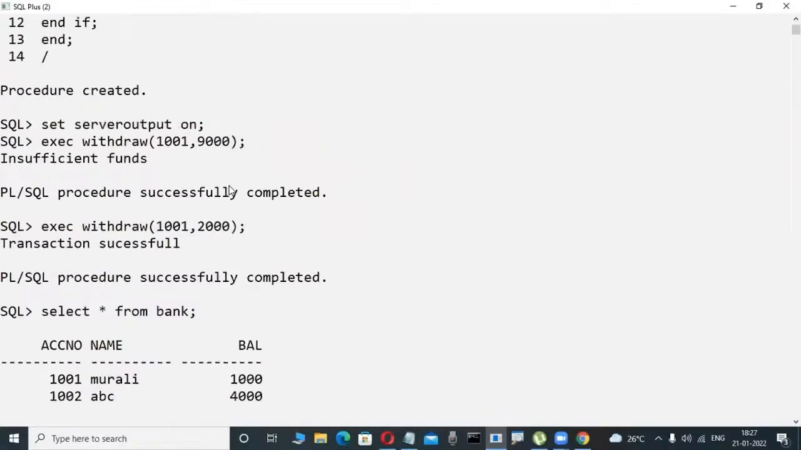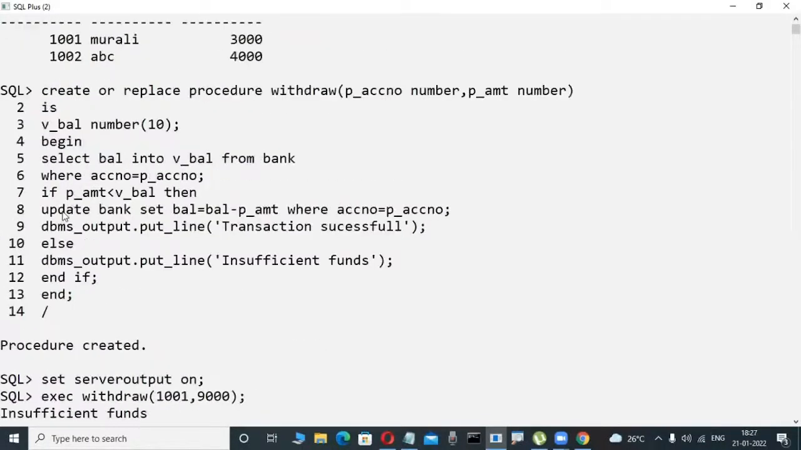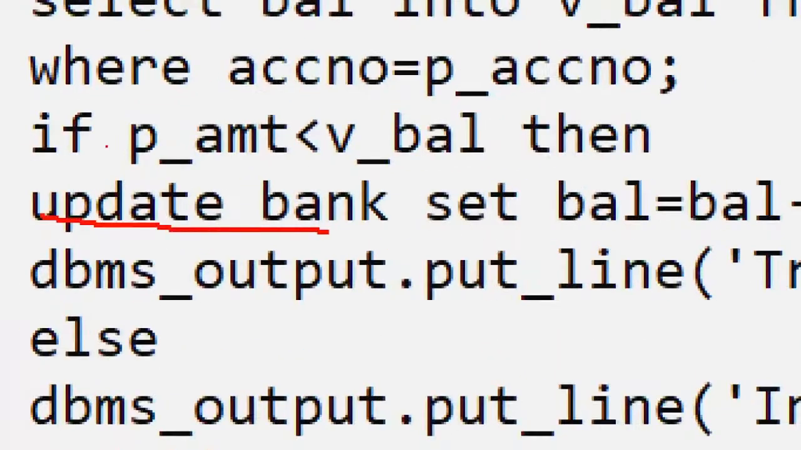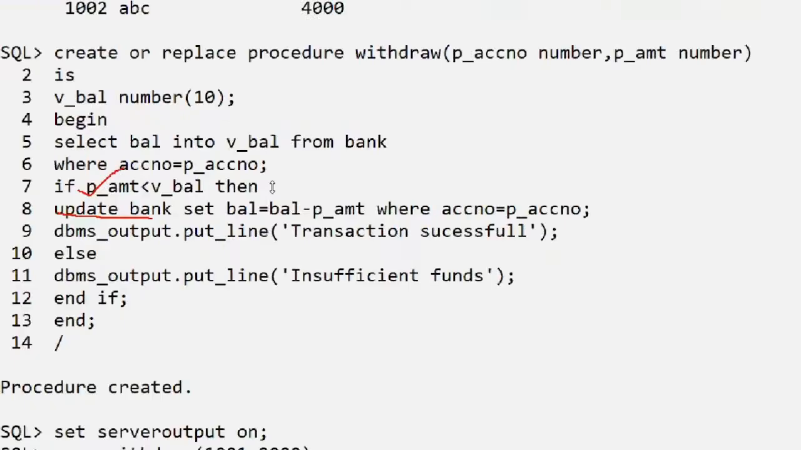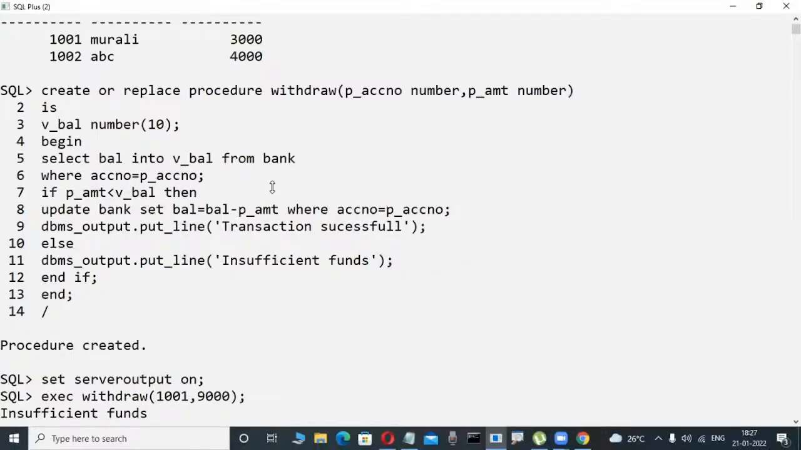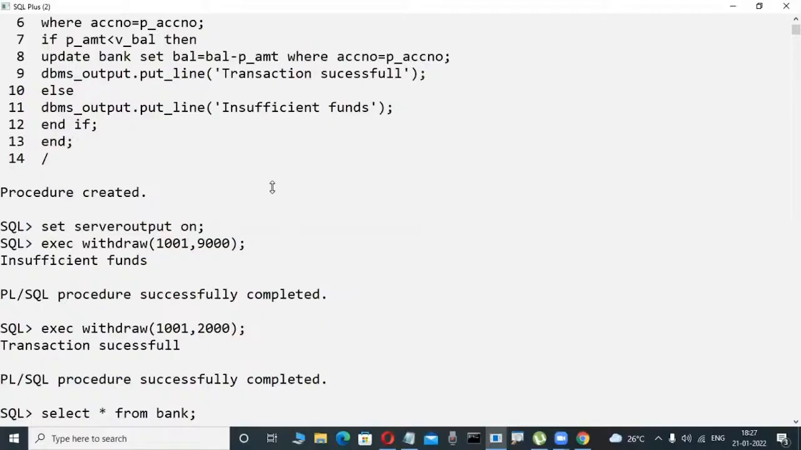You are a programmer, you are writing code with an update. Update is a SQL command only. The IF condition is a PLSQL command. That's why you need some language knowledge. Only with this type of PLSQL coding knowledge can you write real-time applications, like OTP validations, bus ticket reservation, anything. So many applications are there, but a little bit of knowledge is required.